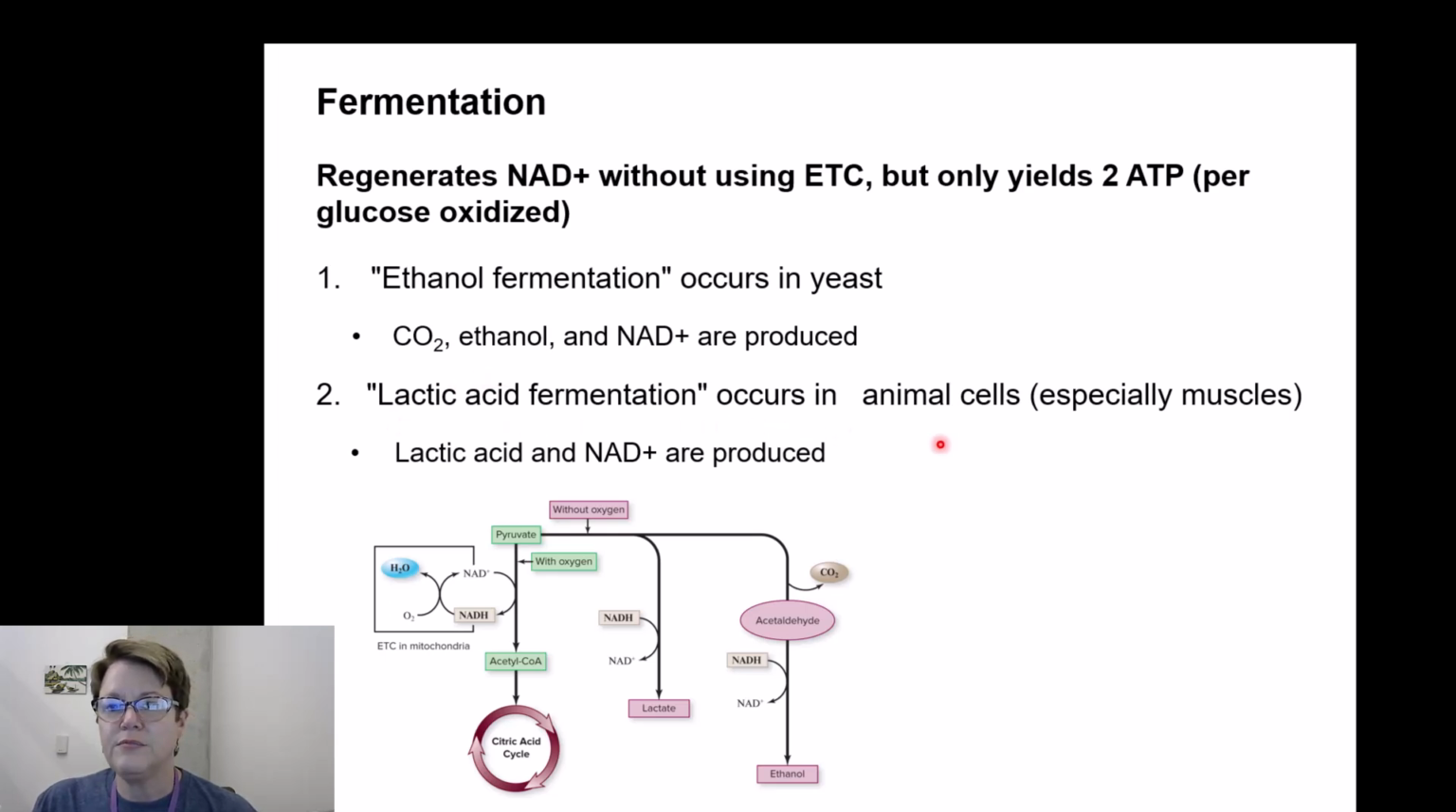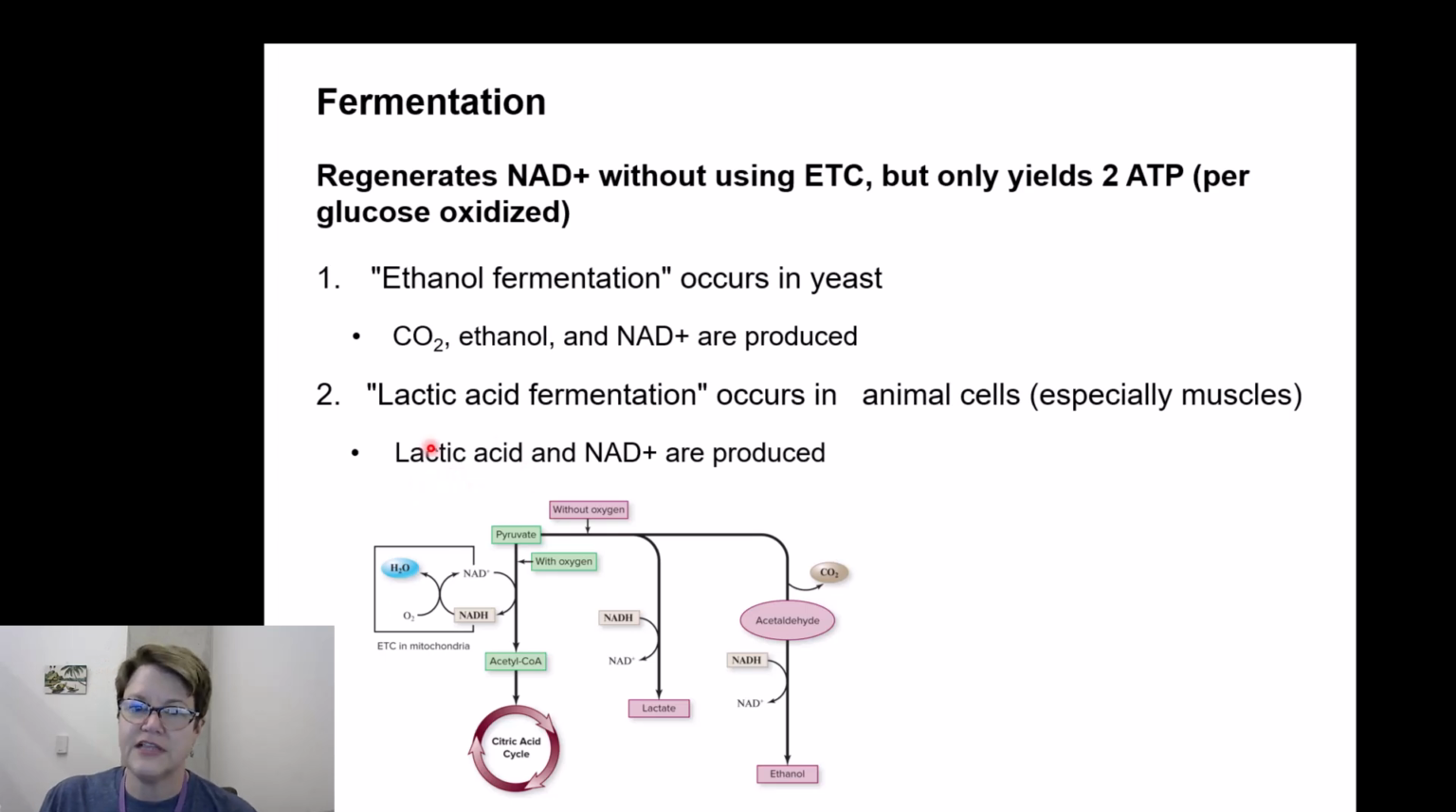So animal cells can also do fermentation, but animal cells don't do ethanol fermentation. Our cells do lactic acid fermentation. And so this happens in your muscles. If you exercise too vigorously and there's not enough oxygen coming in, then your cells can temporarily switch to a lactic acid fermentation process until enough oxygen can be brought in.